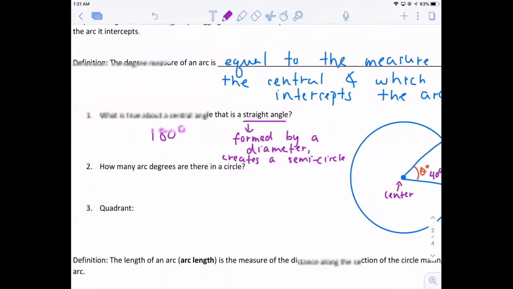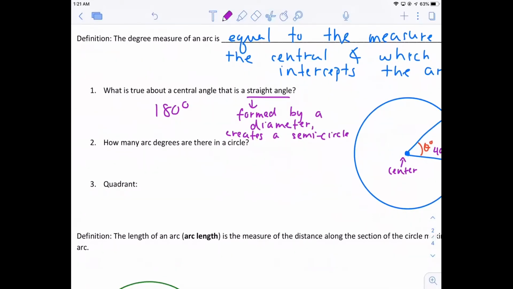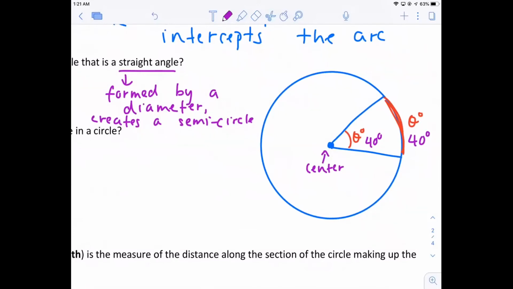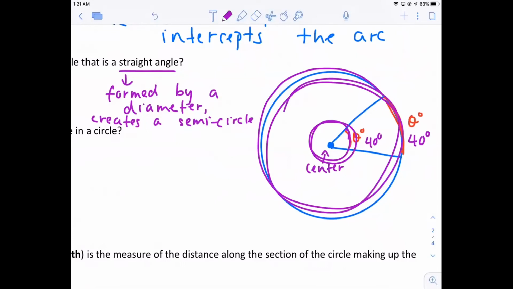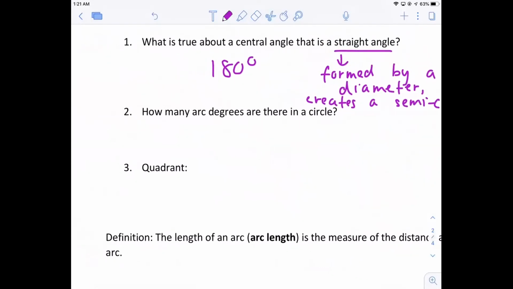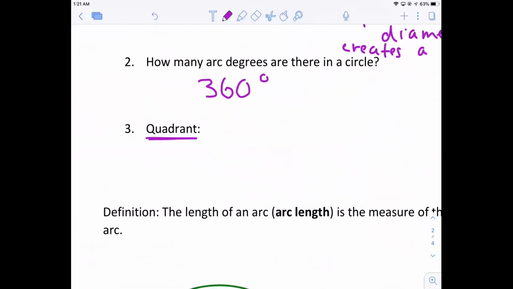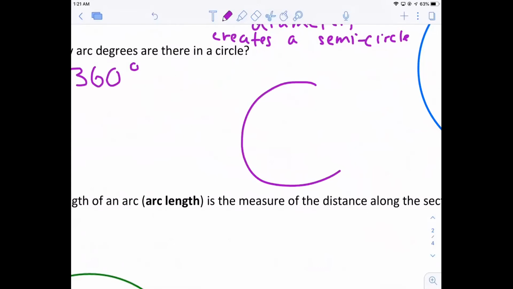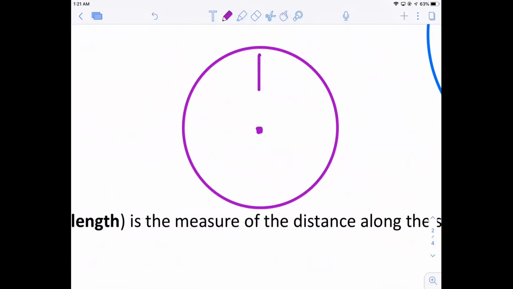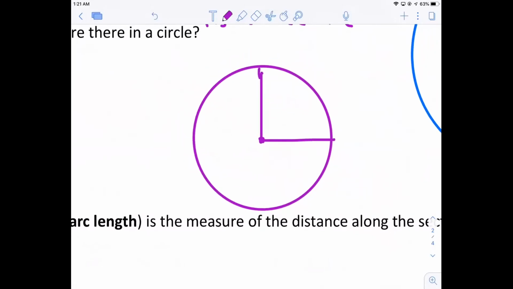All right, so I think we all know how many arc degrees are there in a circle. Well, if there are 360 degrees in a circle, that means there are 360 arc degrees in a circle as well. Here's another good vocab word, a quadrant. If you know from graphing, there are 4 quadrants. If that's our center of the circle, a quadrant is going to split up our circle into a quarter, and that's 90 degrees in the quadrant.